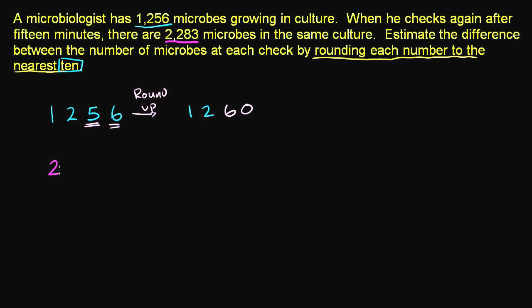We've rounded up. Now, when we wait 15 minutes, we check and we see that there are 2,283 microbes. Once again, let's look at the tens place. That's the 8 right there. Let me do that in a different color. That is the 8 right there.